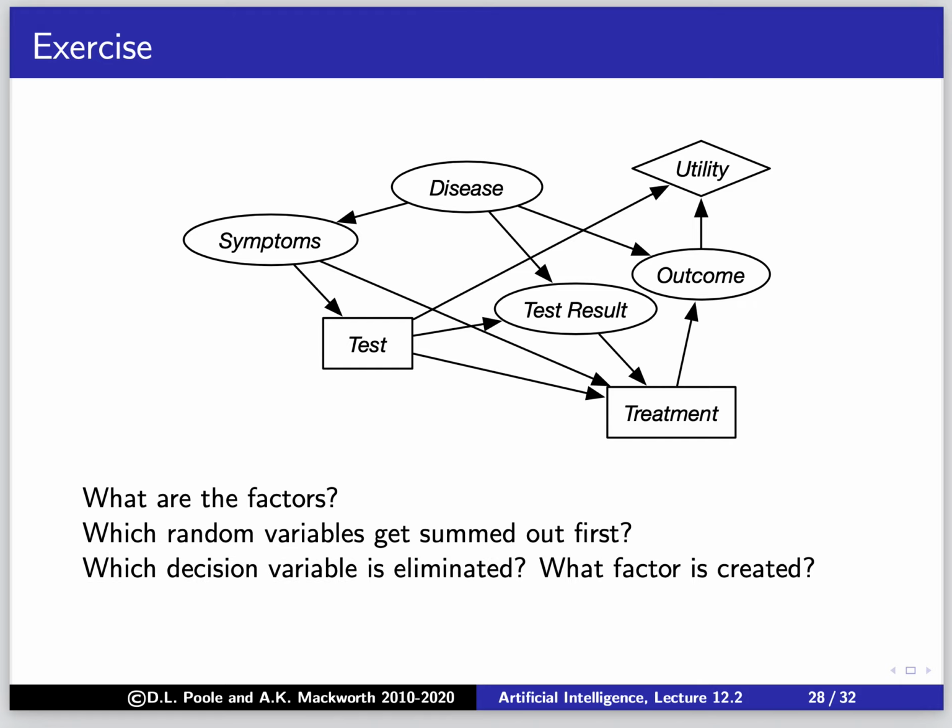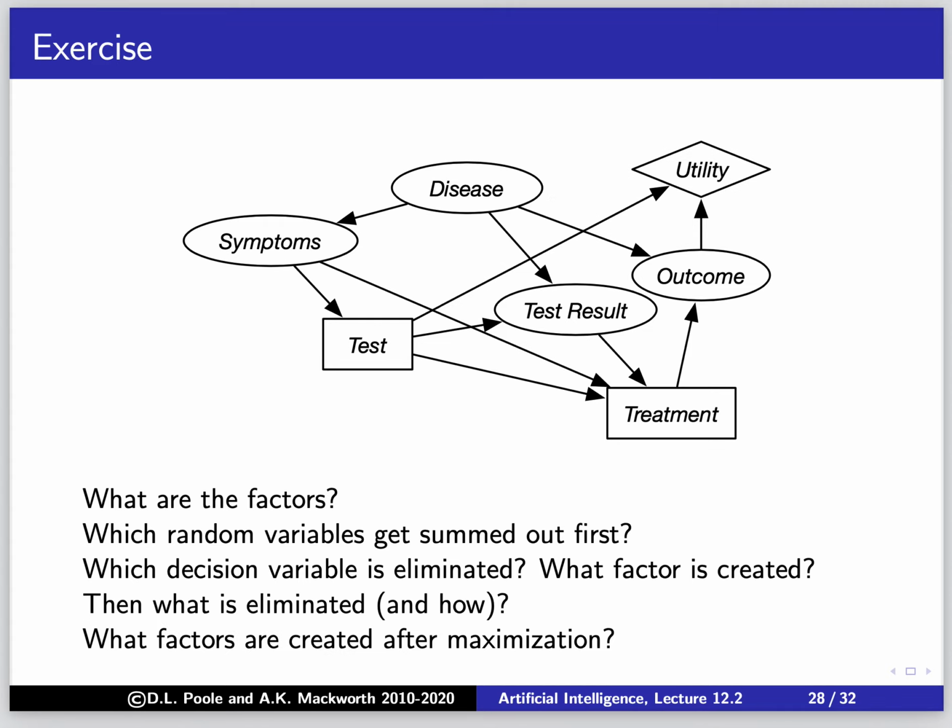Think about which decision variable is eliminated after those ones, and then what factor is created. Then what is eliminated and how is it eliminated? And what factors are created after maximization?